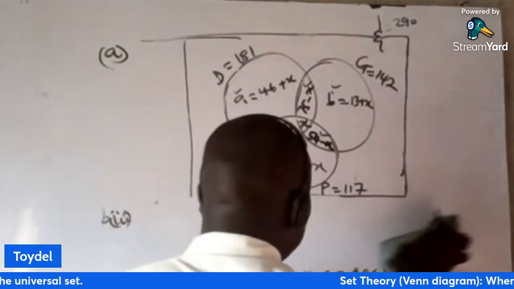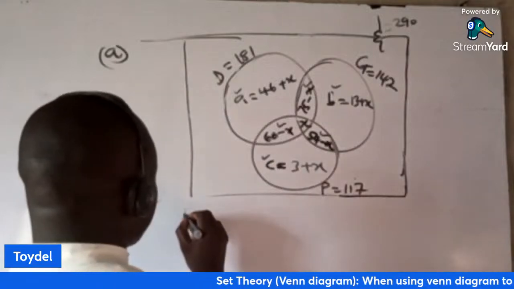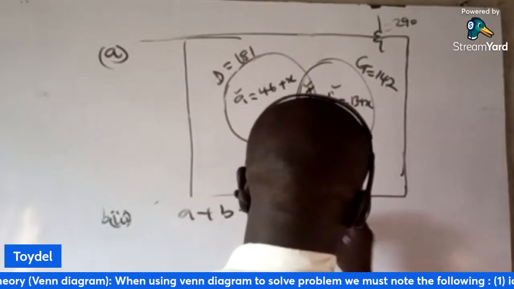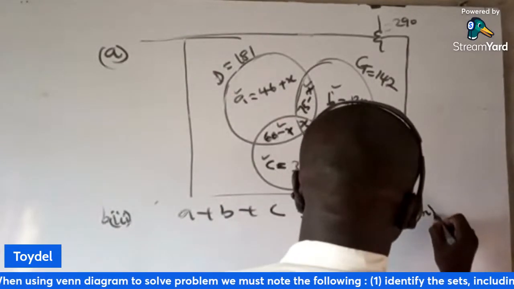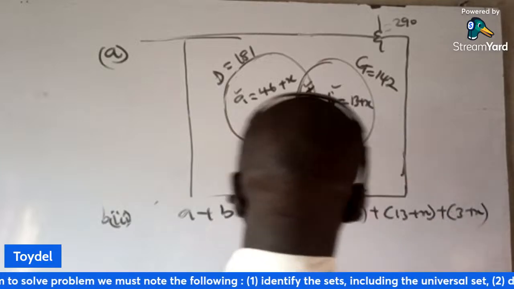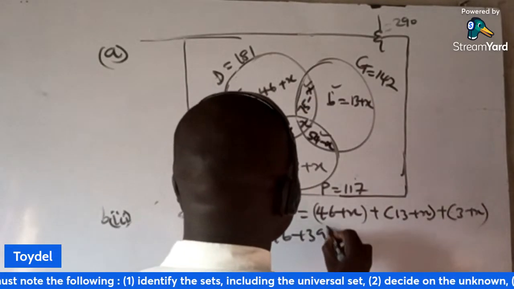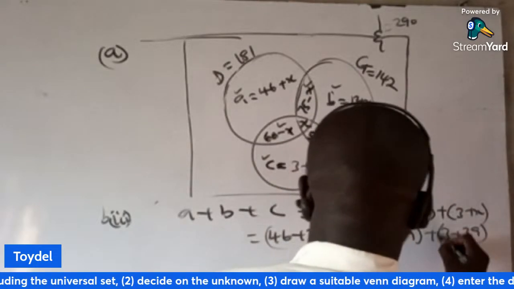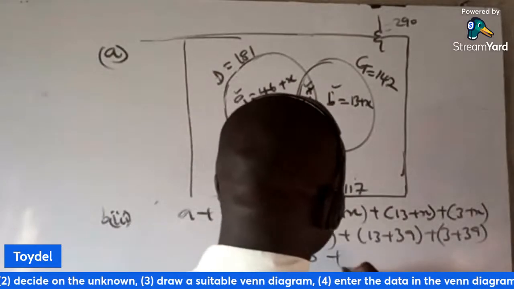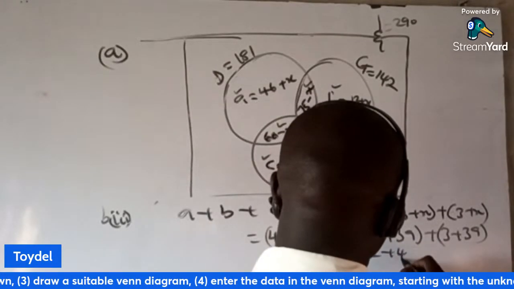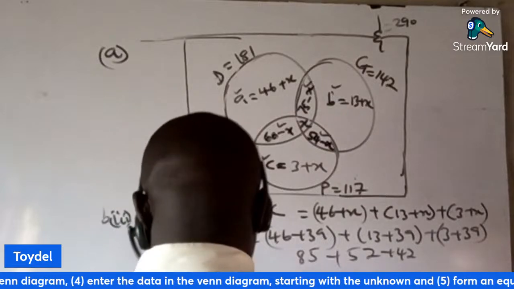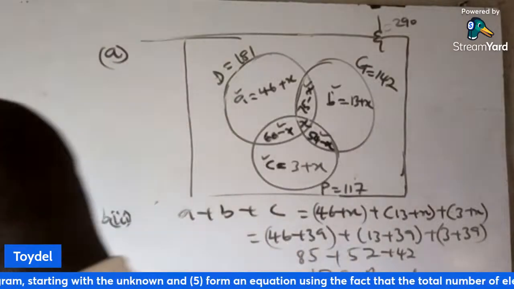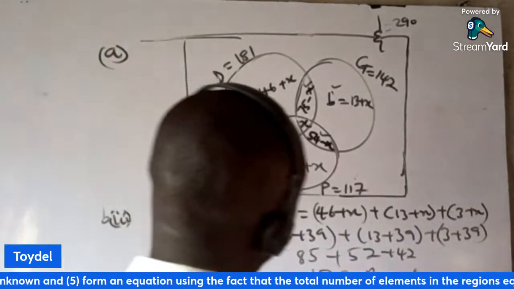So readers that read exactly one of the papers will now be A plus B plus C, which is equal to 46 plus X, representing A, plus 13 plus X, that represents B, then 3 plus X, that is for C. So we are going to have 46 plus 39 plus 13 plus 39, then plus 3 plus 39. So this gives 85, plus 52, plus 42, that's 94. Then at the end of the day, we are going to have 179 readers. So 179 readers read exactly one of the papers.